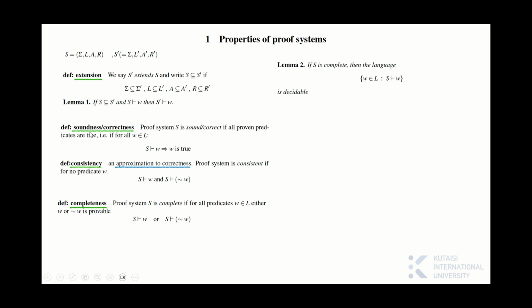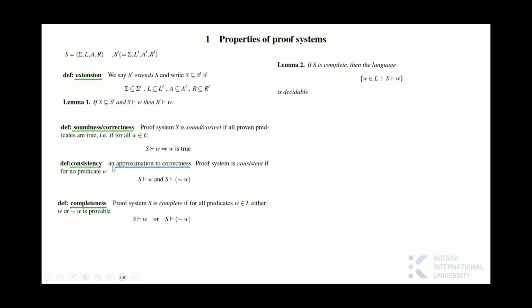And then we know the definition of soundness, or the same as correctness. We say a proof system is sound or correct if everything you prove in your proof system is true. So every proof you make, you start from axioms and you build your proof. Whatever you prove is true once you consider a model, right?